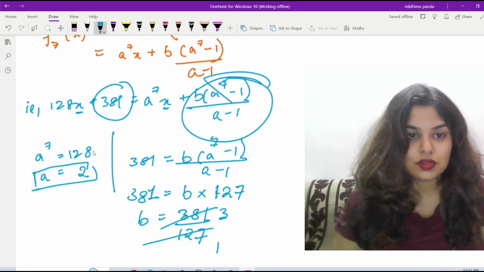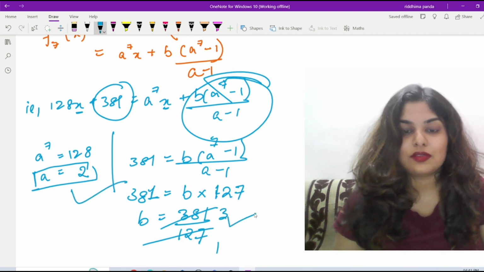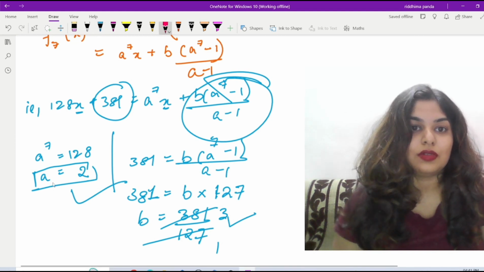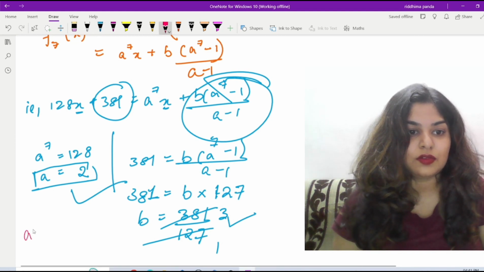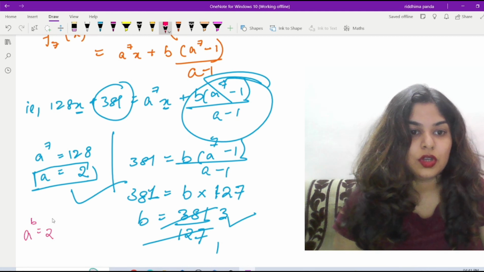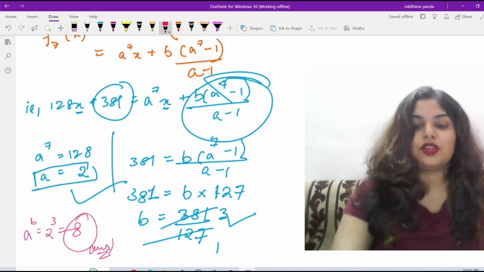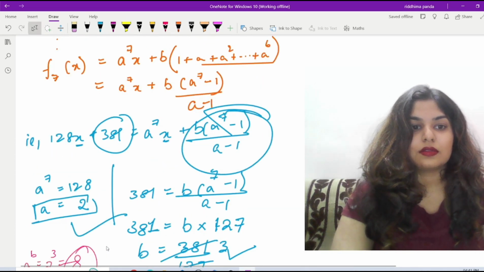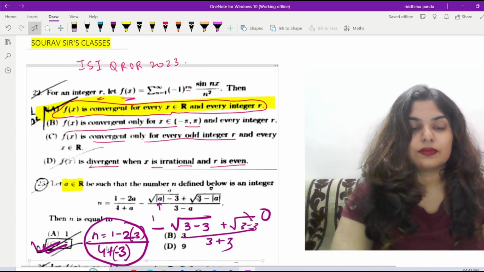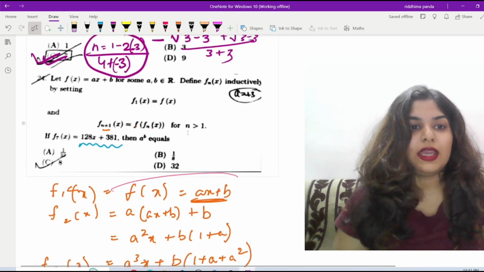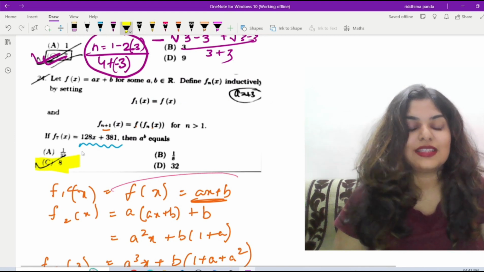Therefore the value of a is 2 and the value of b is 3, and in the question you are asked to calculate the value of a to the power b. Therefore a to the power b is equal to 2 cube, which is 8. That's our answer. So let's check the options. 8 is option C. That's the correct answer.